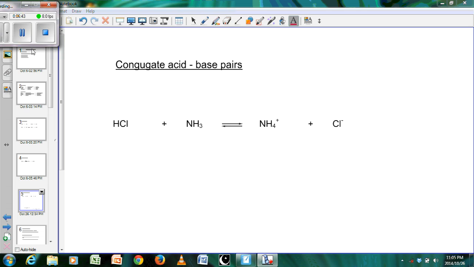We will now demonstrate the reaction between HCl and NH3, showing the H+ ion transferring from the HCl to the NH3.